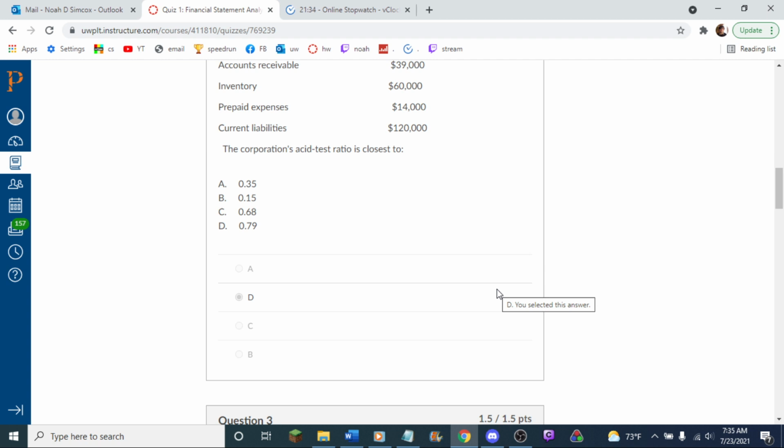Actually, guess what? This quiz used two different definitions of acid test ratio in two different questions. That is such bullcrap. In one question, they did current assets minus inventory, and in another question, they did cash plus marketable securities plus net receivables. There's no way anybody would have gotten both of those questions right. Are you kidding?